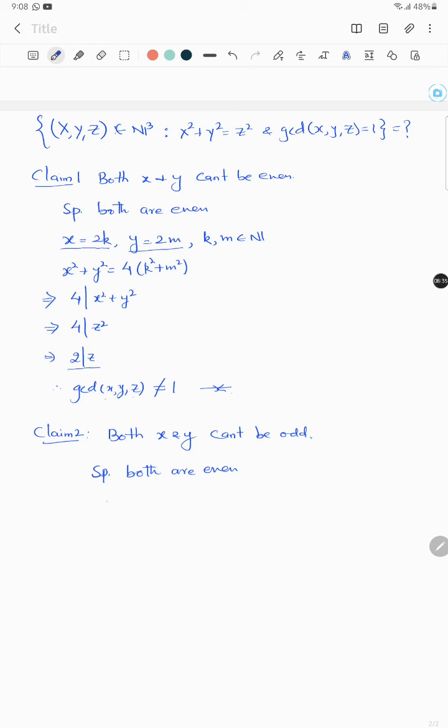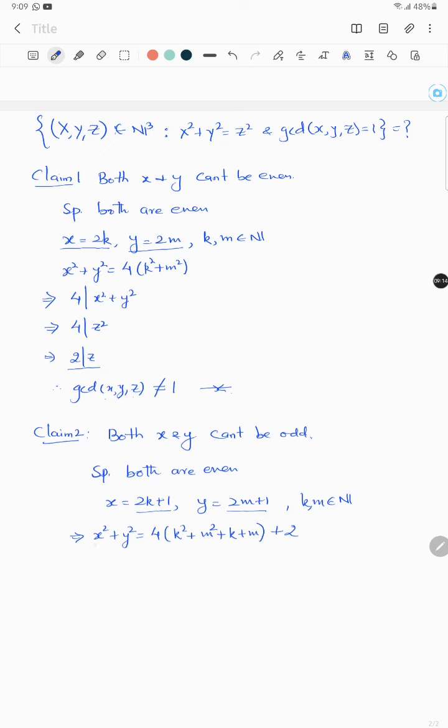Then say x equal to 2k plus 1, y equal to 2m plus 1, say, where k and m are positive integers, or you can say natural numbers. Then the simple calculation, this will become 4k square plus 4k plus 1. This is 4m square plus 4m plus 1. So I am taking 4 common, this is k square plus m square, this is k plus m, and 1 plus 1 is 2.